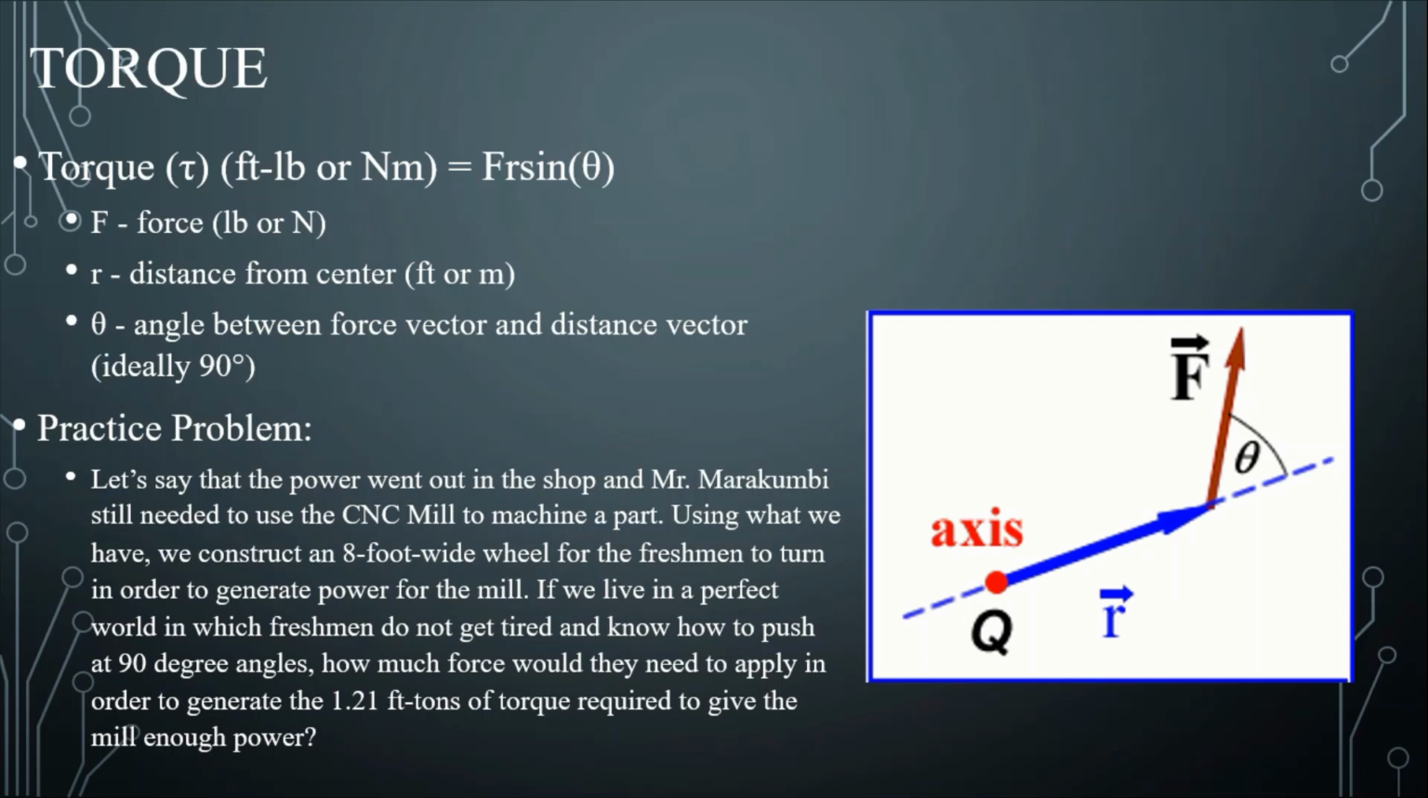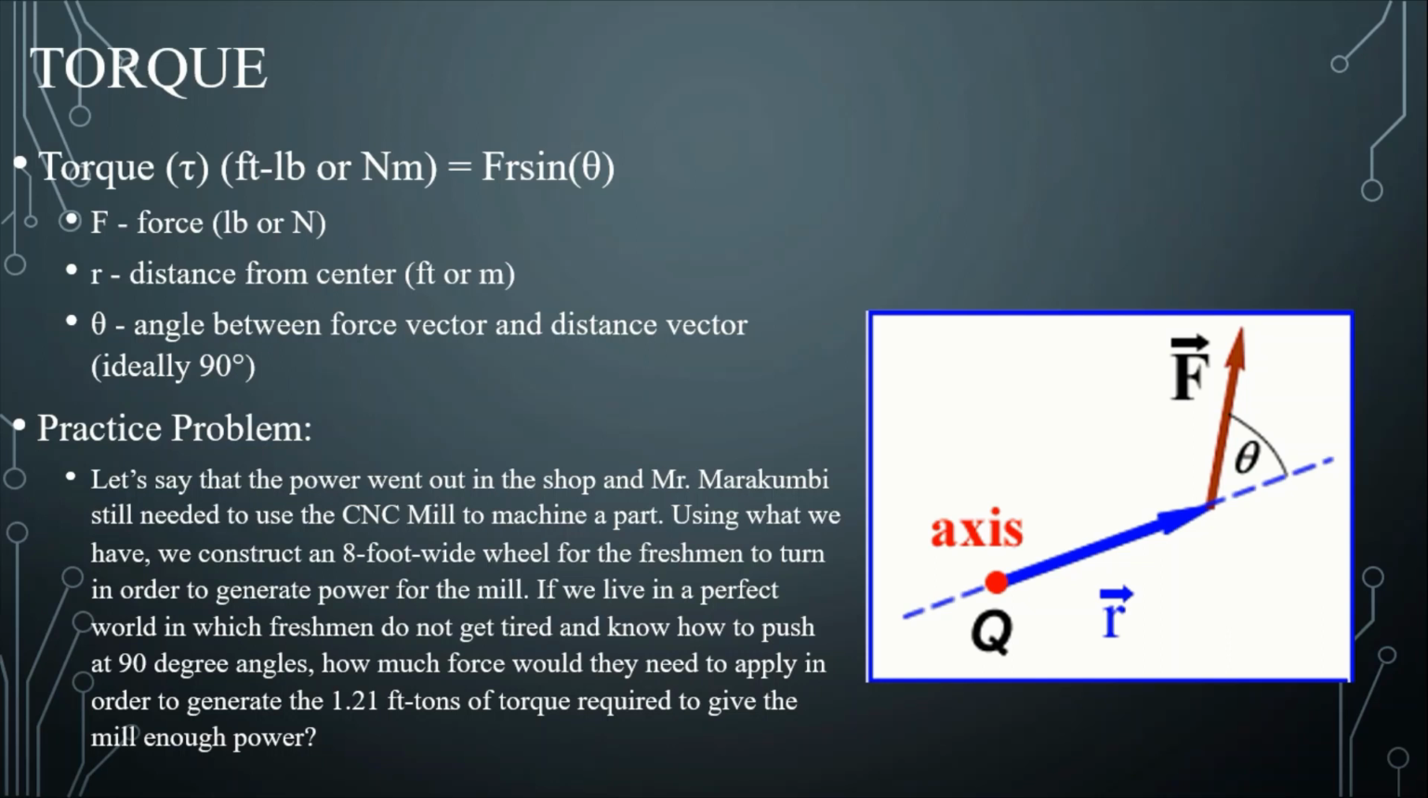Let's say that the power in the shop went out, and Mr. Marcumbi, our fabrication lead, he needs to machine something still. So we are able to construct an 8-foot wheel, 8 feet in diameter. So let's say we live in a perfect world in which the freshmen who are required to push it in order to build their upper body strength don't get tired, and they understand that pushing tangent to the wheel is going to give us the most amount of torque.